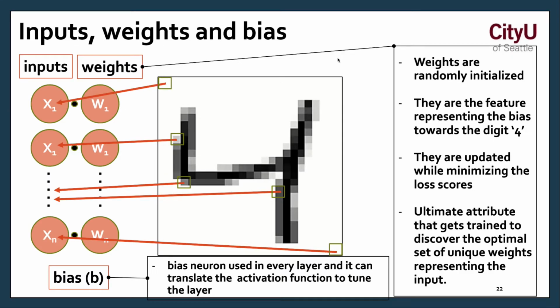So here, weights are randomly initialized because it doesn't know yet. And then the feature representing the bias towards the digit 4 is updated while minimizing the loss scores. So every time there's a loss score, you want to update the weights again, and hopefully your loss score is minimized, and keep doing that. Ultimately, each attribute gets trained to discover the optimal set of unique weights representing the input. A bias neuron is used in every layer, and it can translate the activation function to tune the layer.